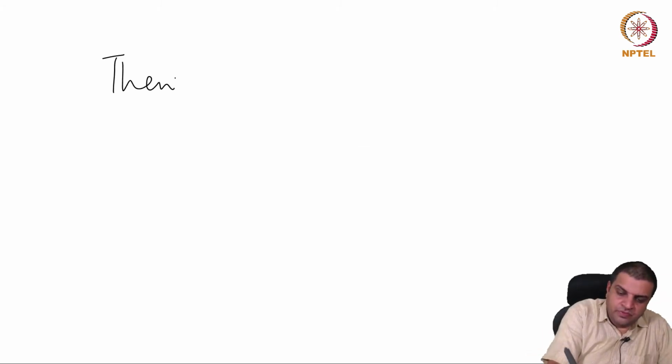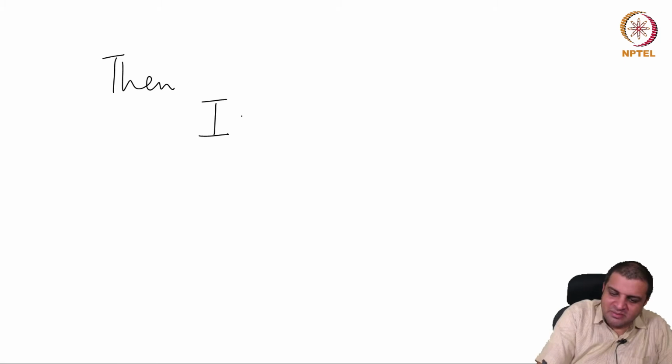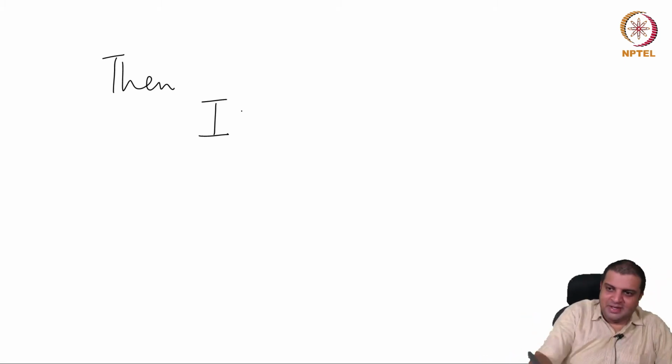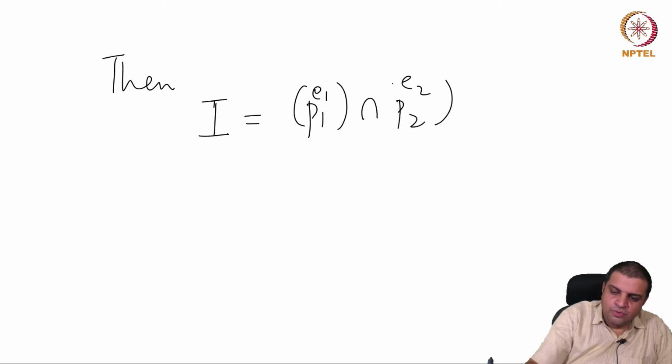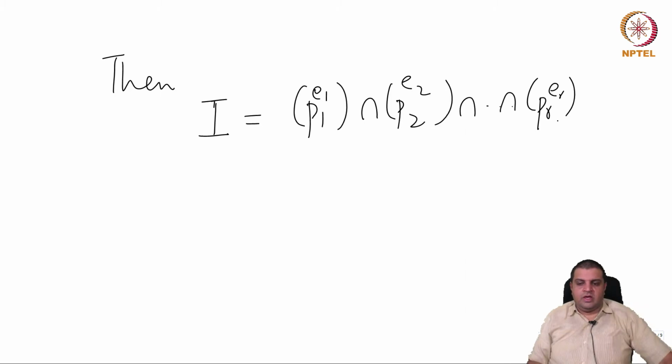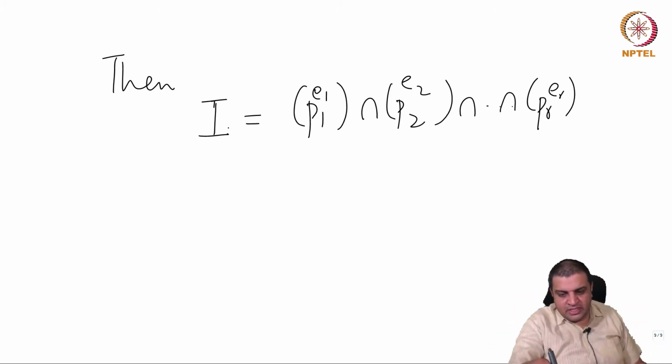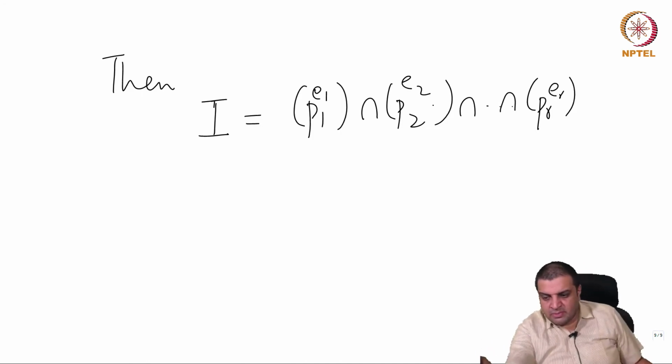One needs to check this a little bit, but after we discuss all these things, it will become clear that I is P1 to the E1 intersect P2 to the E2 intersect up to PR to the ER. It is easy to check that n is in all these ideals. So n is divisible by this, by this, by this, etc., and by no higher powers. That's just unique factorization, and one would get that I equals this one.